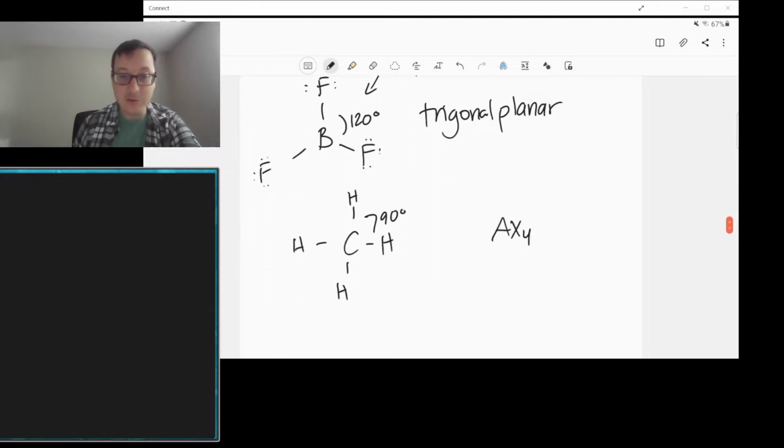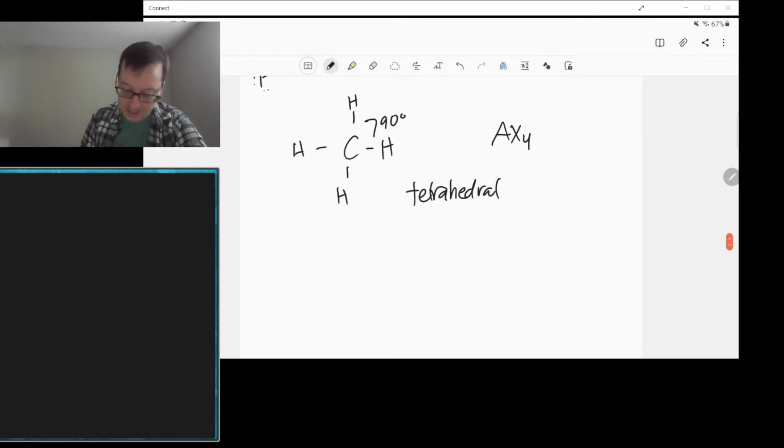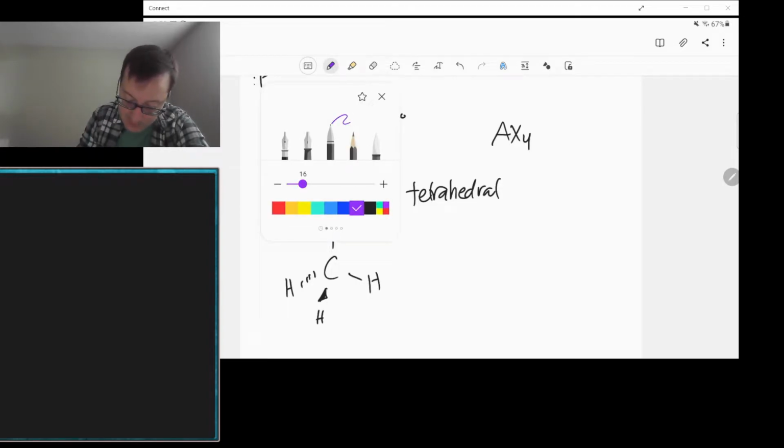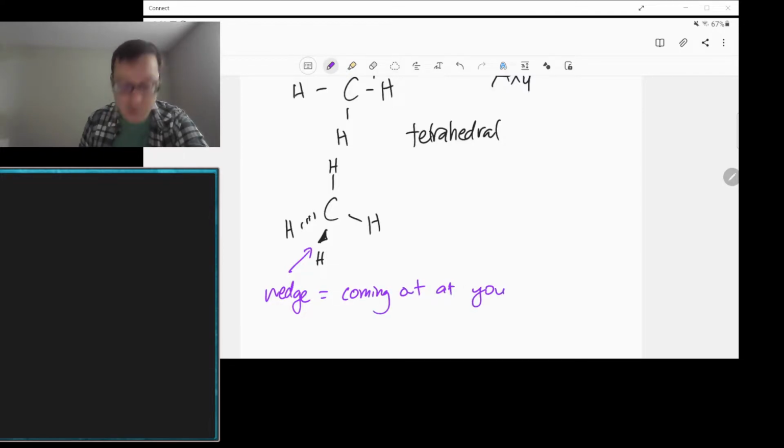And if you do 4 balloons, you're going to see that they will adopt what's called a tetrahedral shape. And I'm going to show you some pictures on Google because I'm terrible at drawing these. But essentially, this is the shape that we're going to see, where we are going to push this now into 3 dimensions. So this is going to be what's called a wedge, and that means it's coming out at you. It's towards you.